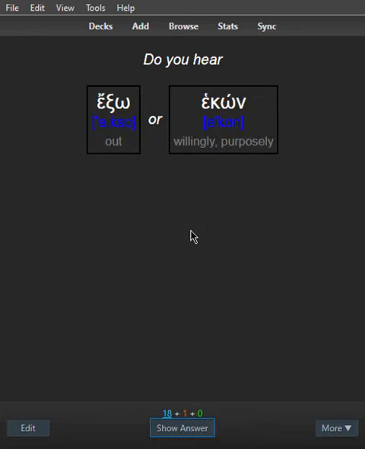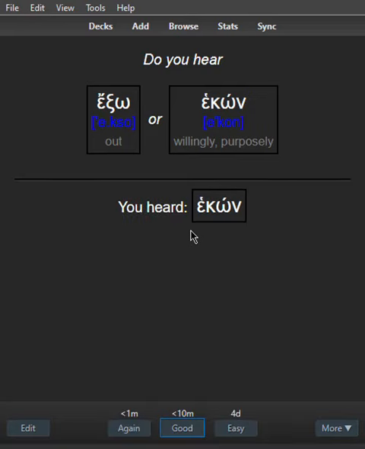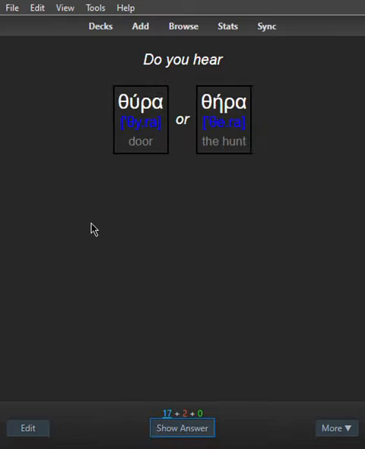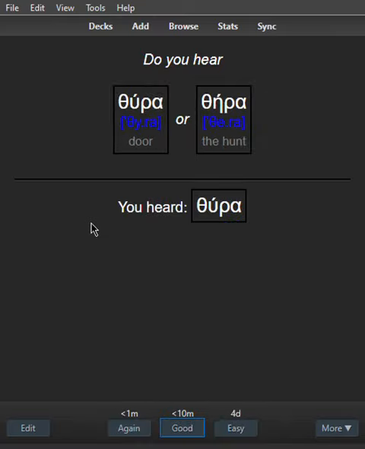Ekon. Ekon. Again, two similar looking words. This emphasizes the difference between the consonant k and the consonant x. Thýra. Thýra. And you hear it, and here we're looking at the vowel difference between ypsilon, thýra, and eta, thera.